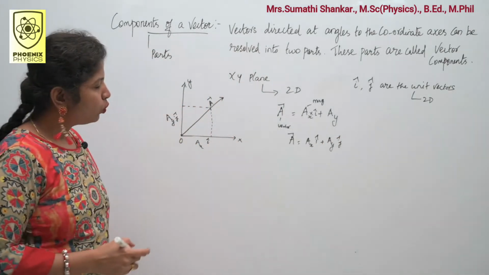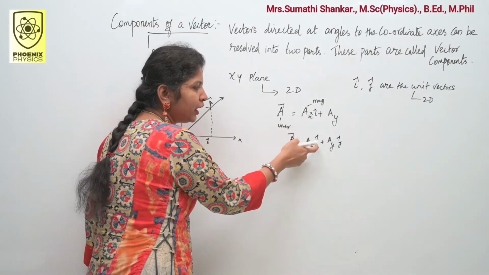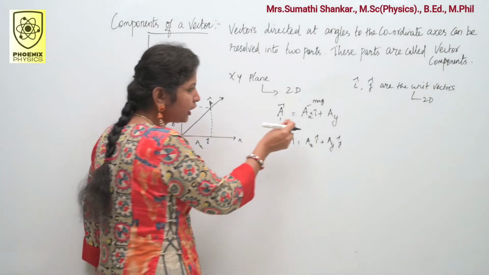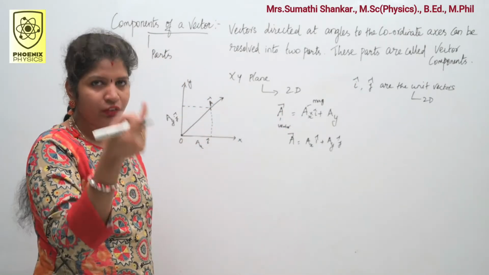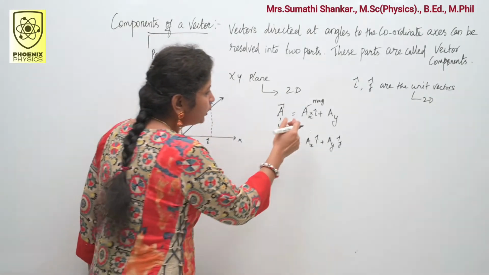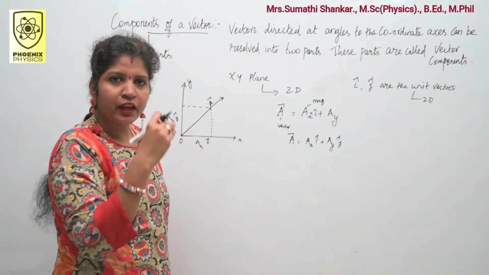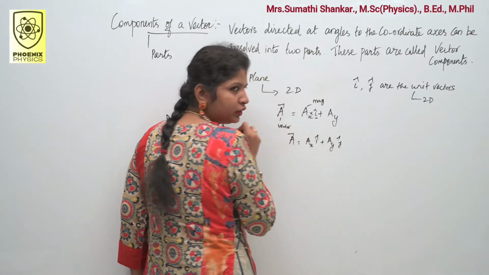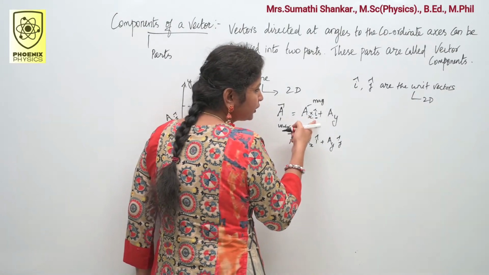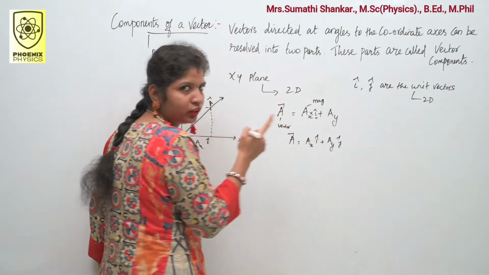Okay, so why did I write the i vector? Because here we have only magnitude. Magnitude plus direction is a vector quantity. So in order to change this Ax into a vector quantity, I am just multiplying with the unit vector. What is the unit vector here? i and j are the unit vectors.